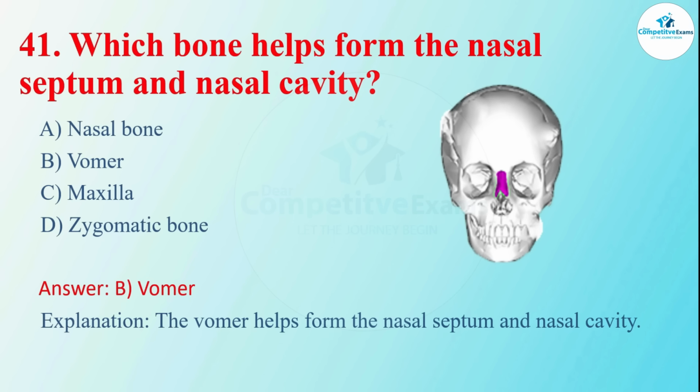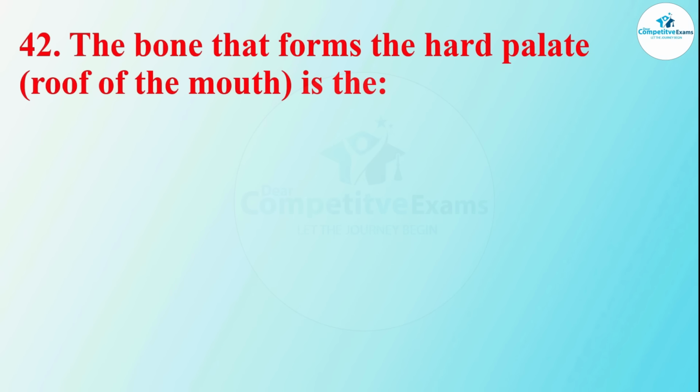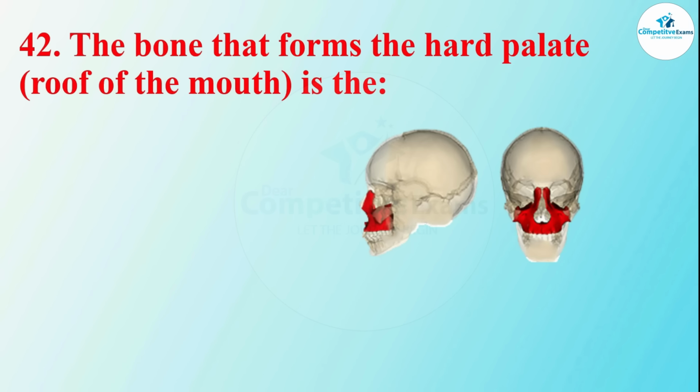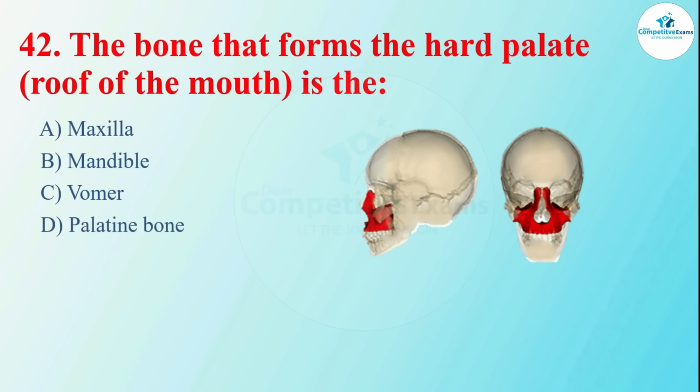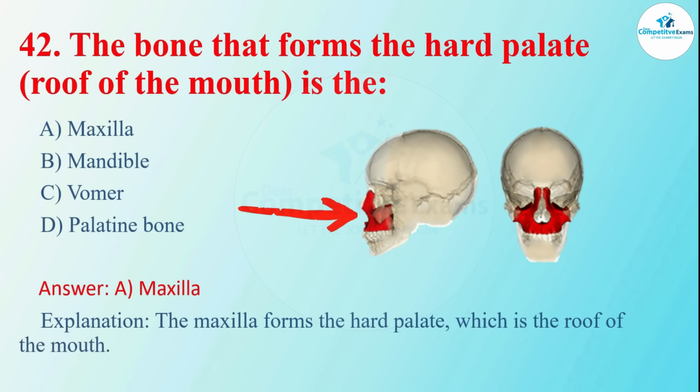Question number 42. The bone that forms the hard palate, meaning the roof of the mouth. What do you call that bone that forms the hard palate? That is the roof of the mouth. Is it maxilla, mandible, vomer or palatine bone? The right answer is maxilla. The maxilla forms the hard palate, which is the roof of the mouth. You can see it in the picture.